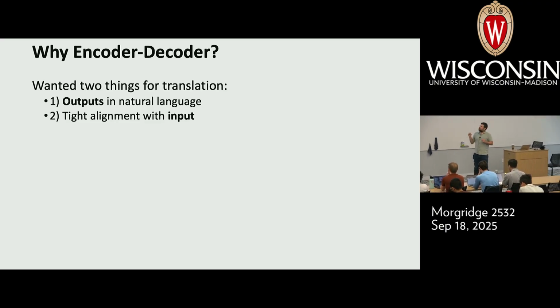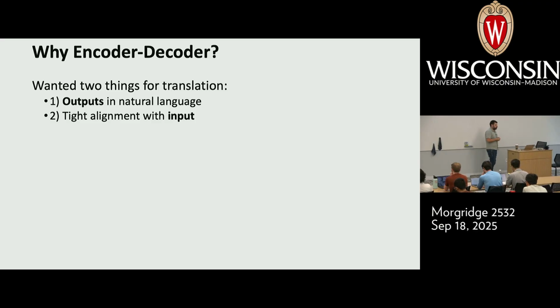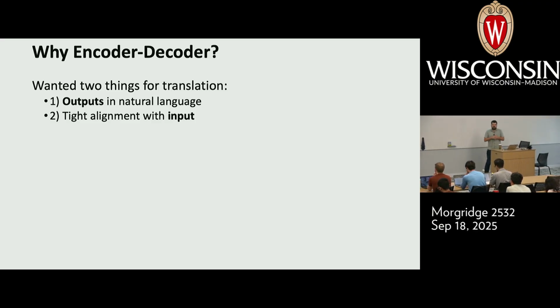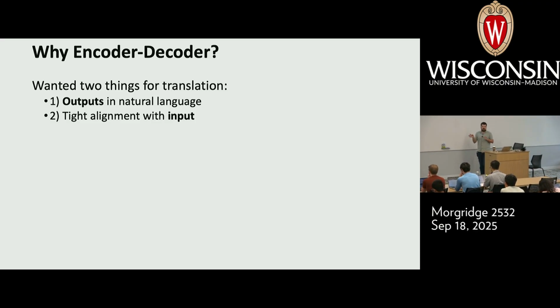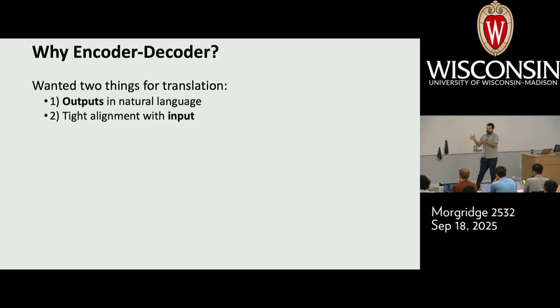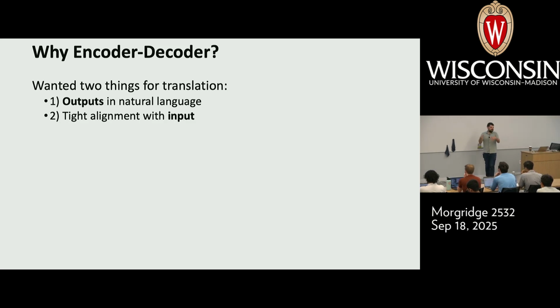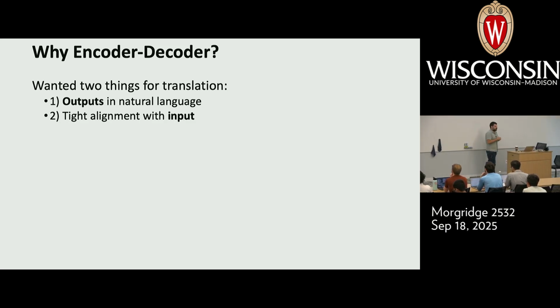So one requirement was that the output is a sequence in the language we're translating to. The second requirement, which is why we did this whole encoder-decoder business and why we did cross-attention, is that we wanted the output to be very, very close to the input, literally translated. It's the same sentence. Nothing has changed there.